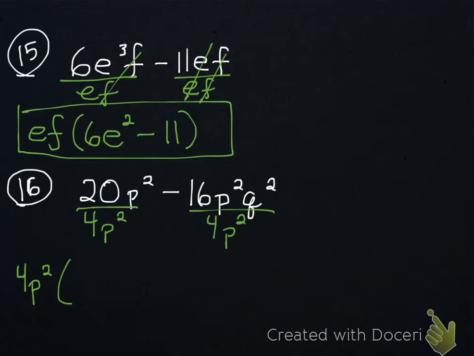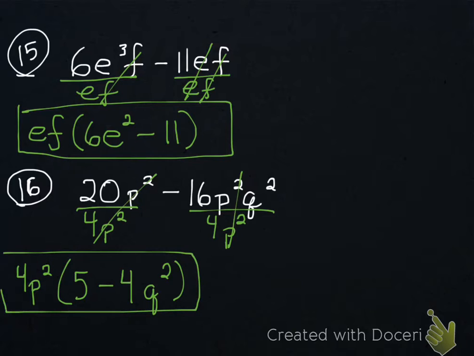20 divided by 4 is 5. P squareds cancel. Minus 16 divided by 4 is 4. P squareds cancel. And the q squared is left over. So my answer is 4p squared times 5 minus 4q squared.